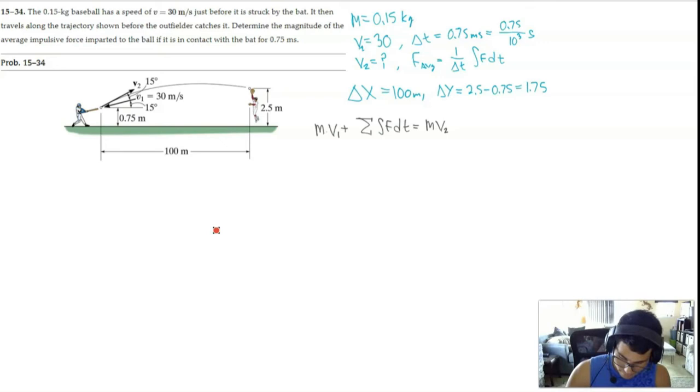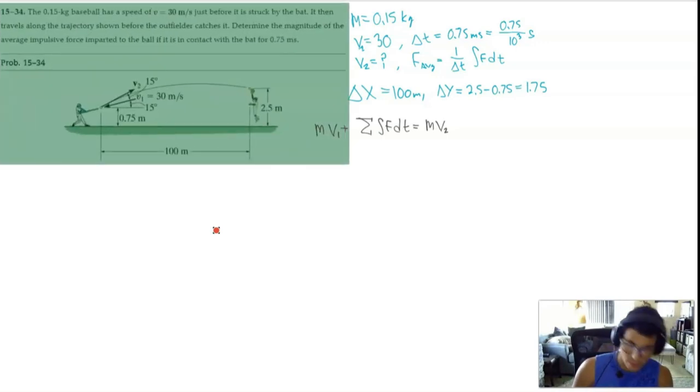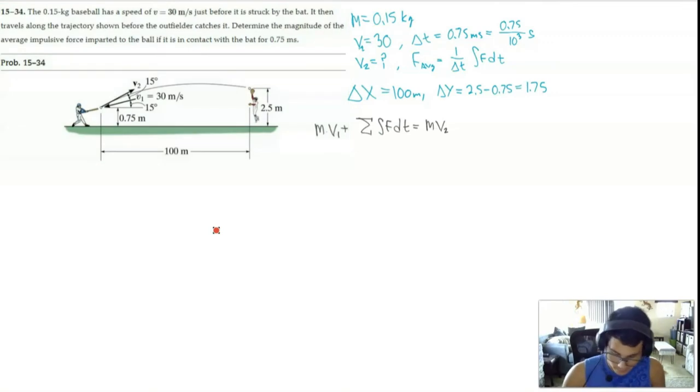Okay, I accidentally enlarged everything, and now I accidentally shrunk everything. Okay, so I'm going to draw a new diagram real quick. So this is 15 degrees here and 15 degrees here. We're going to add those. That's just going to be 30 degrees. And this will be V2. So this V2 is him hitting the ball, right? V2 is him hitting the ball.